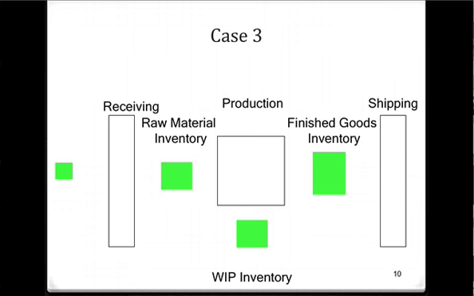In case three, we can see here finished goods is a lot larger in terms of size. And that is telling us that our customer demand is fluctuating. And so we need to accommodate them by having enough inventory to deal with those times when we're going to have high customer demand. So as you can see, the amount of storage will depend upon that uncertainty.